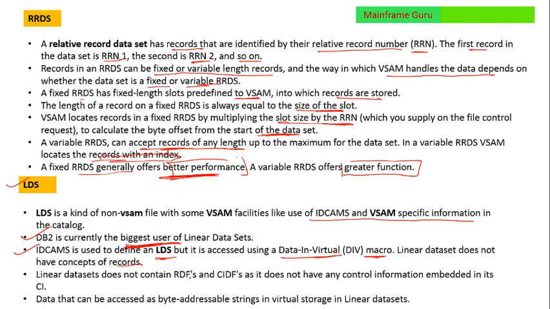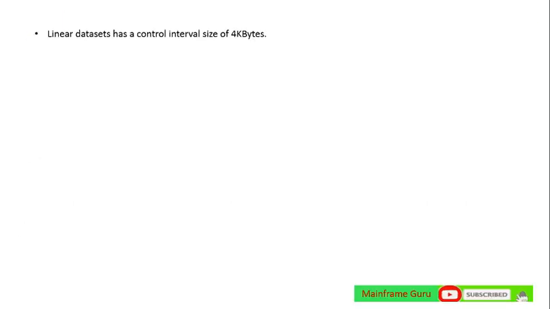A linear dataset doesn't contain RDFs and CIDFs, as it doesn't have any control information embedded in the CI. Data in a linear dataset can be accessed as a byte address string in virtual storage, which means data can be addressed as a byte address string. A linear dataset has a control interval size of 4 KB.